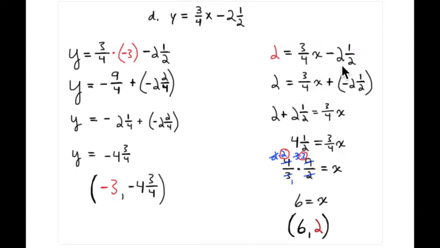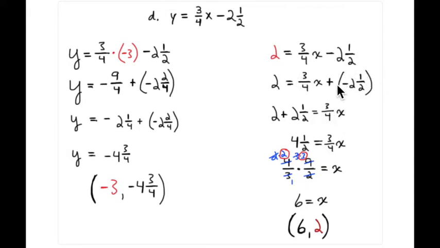So what I did first is I added the additive inverse. So this is plus a negative 2 1/2. I wanted to rewrite this as the inverse operation, and the additive inverse of a positive 2 1/2 is a negative 2 1/2. So now I can add a positive 2 1/2 to get rid of this, and I add the positive 2 1/2 to the left side. So 2 plus a positive 2 1/2 now equals 3/4 x.